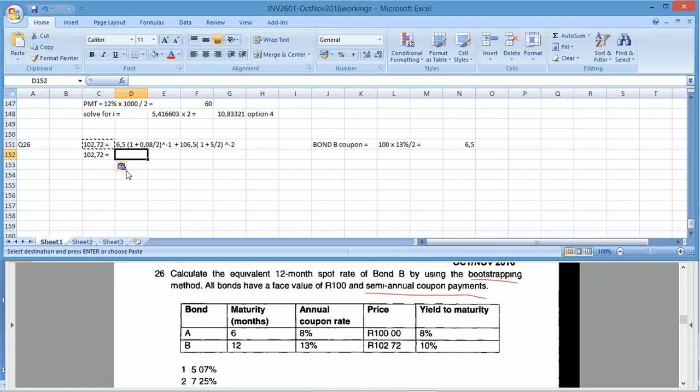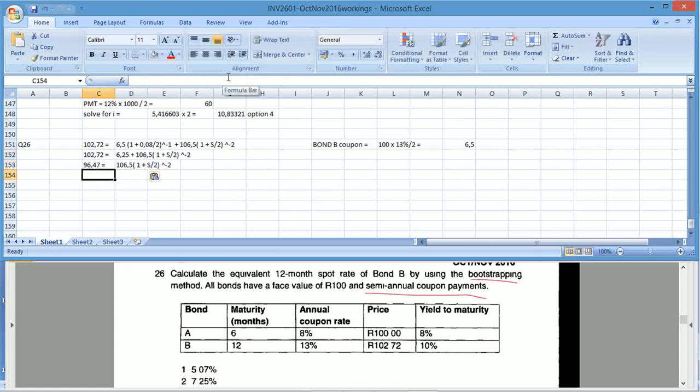6.5 times (1.04 to the power -1) equals. So this 6.5 taken back in time is 6.25. Then plus, I've obviously got a bracket here, which is basically what I wrote here. So take the 6.25 across: 102.72 minus 6.25 equals 96.47, which equals that.